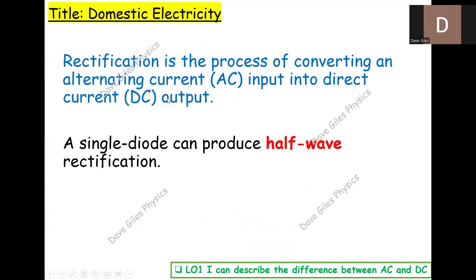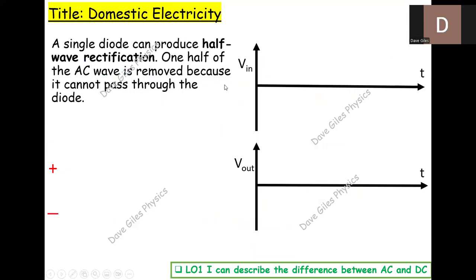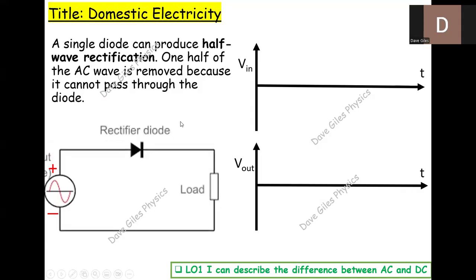Rectification is the process of converting an alternating current, AC, into direct current, DC. A single diode can produce half-wave rectification. There is also full-wave rectification, but you do not need to know about that at IGCSE anymore. With half-wave rectification, one half of the AC wave is removed because it cannot pass through the diode. Remember, previously, diodes only flow in the forward bias.